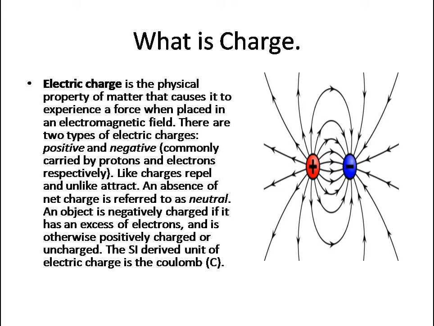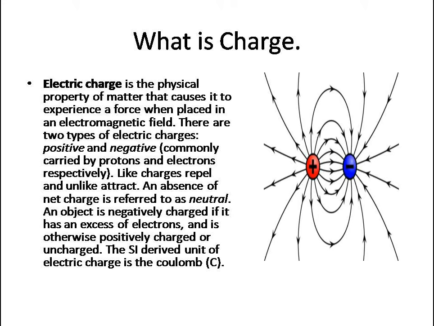So if an atom is negatively charged and we place it in the field of a negative charge, then that field will push that electron to move ahead. And if an atom is positively charged and we put it in a positive electromagnetic field, then this positive field will push that positive atom to move ahead.